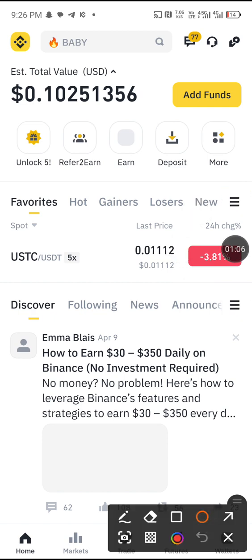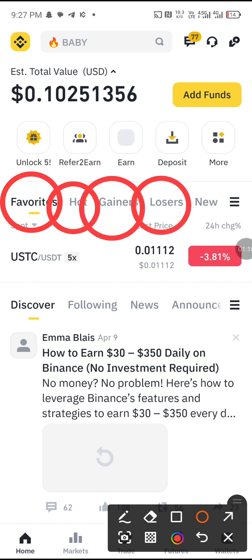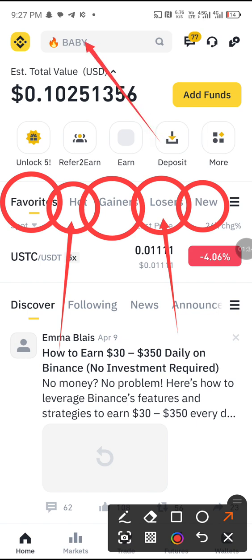If you come to Binance, you can see this place is the favorites. We don't actually deal with this place much. You can see here, this is hot, and it's one of our targets. This is gainers, this is losers, and this is new. But one of our major targets is going to be this hot and these losers, and the third target is going to be this search bar. But first, let's talk about the hot.